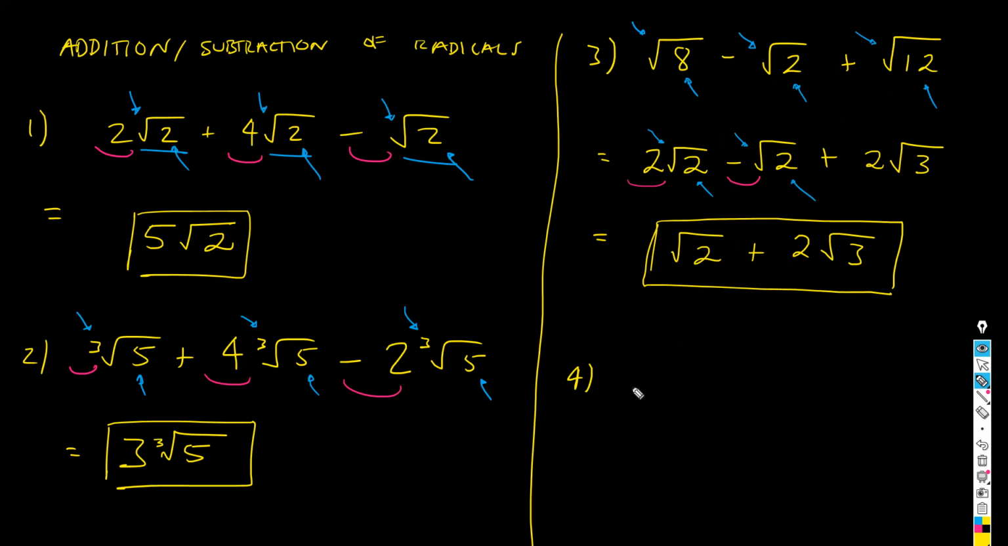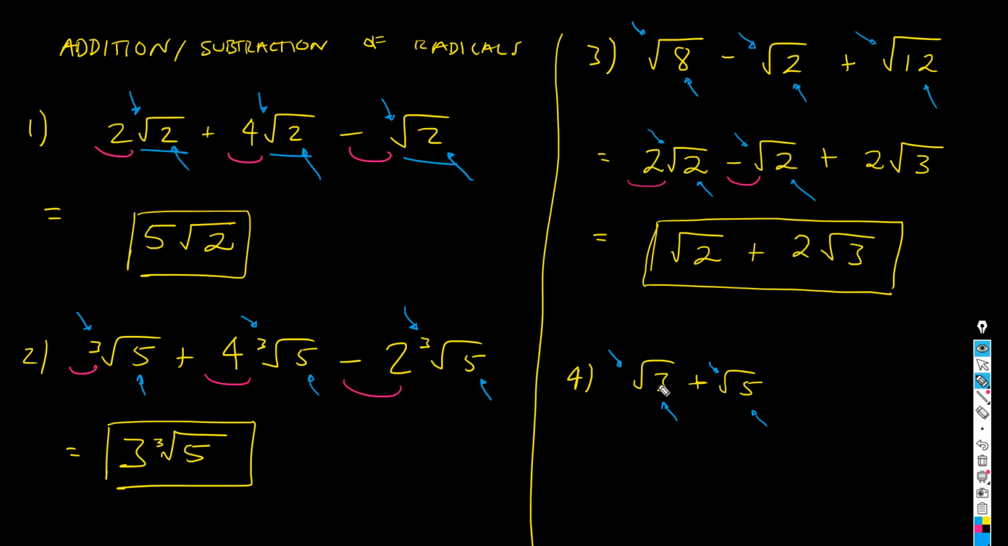Number 4, the square root of 3 plus the square root of 5. Same question, are the indices the same? Yes, they're the number 2. Are the radicands the same? No. One is 3 and one is 5. When that happens, try to simplify.